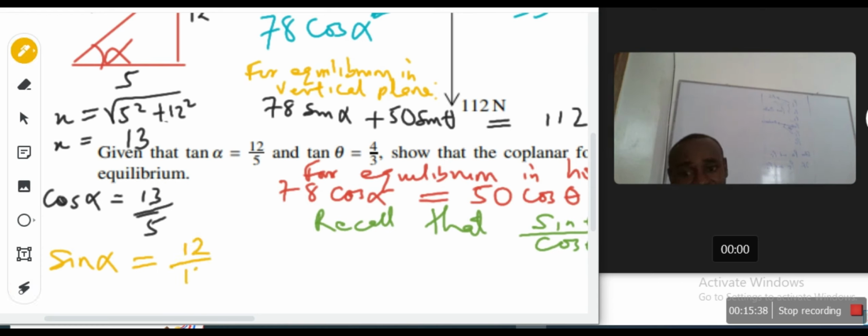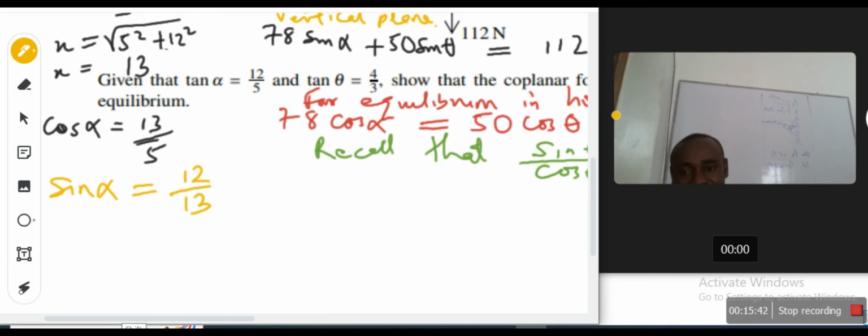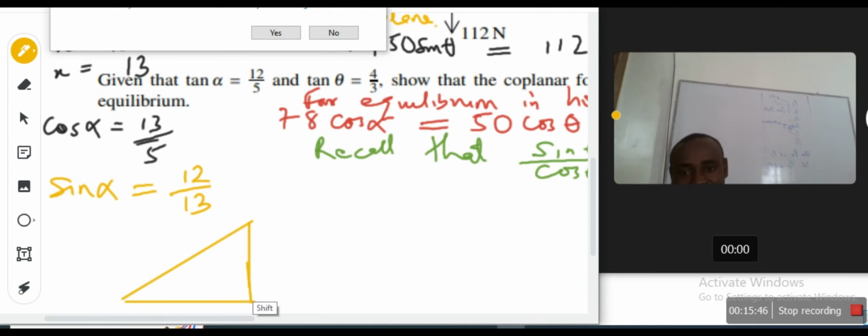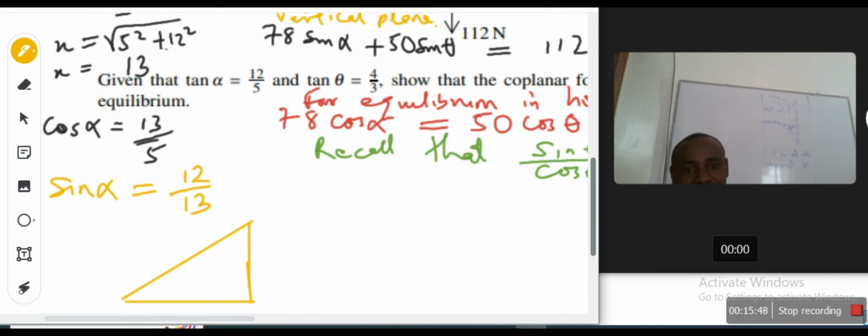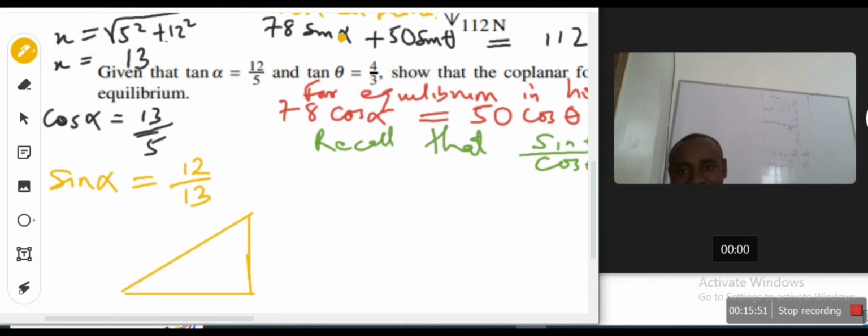Are you sure everybody is following? So do the same thing for theta. Let me just draw the diagram for theta. Tan theta is 4 over 3. So 4 is here, 3 is here. Using your Pythagoras triple, this must be 5. Good. The hypotenuse must be 5. Right?